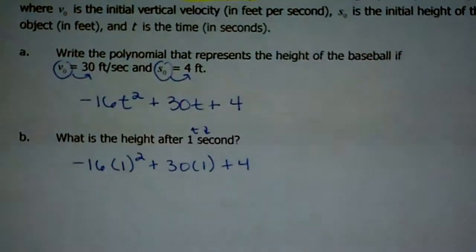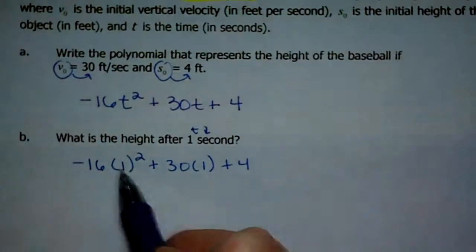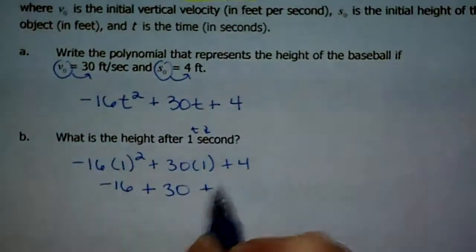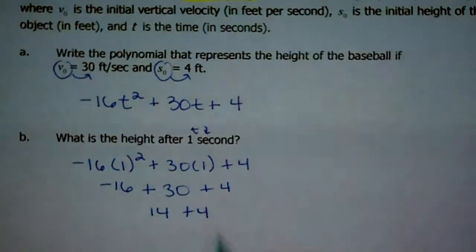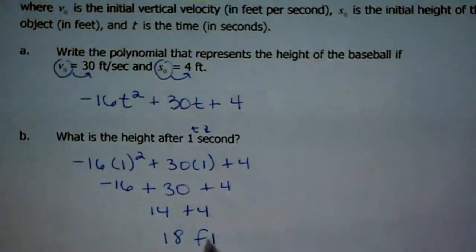So all we did was plug in 1 second for time, and now we're going to evaluate this expression. That's all we have left to do. So you could type this in your calculator if you wanted, or you can say 1 squared is 1, and 1 times negative 16 is negative 16, and 30 times 1 is 30. And then, okay, negative 16 plus 30, that is 14. And 14 plus 4, yep, it's 18. And now 18 what, right? What were we solving for? We're solving for feet. So I'm going to write 18 feet.